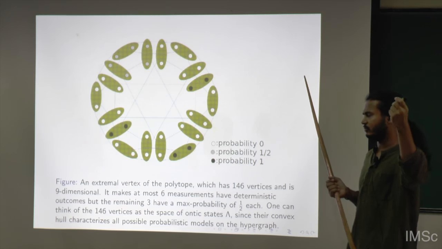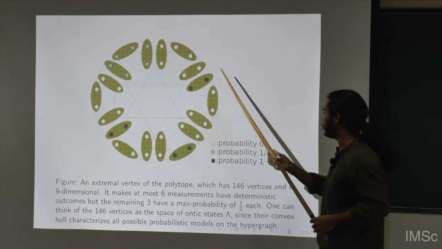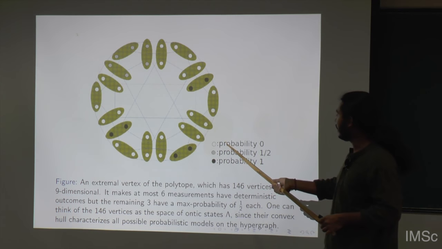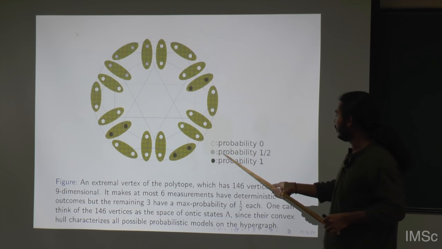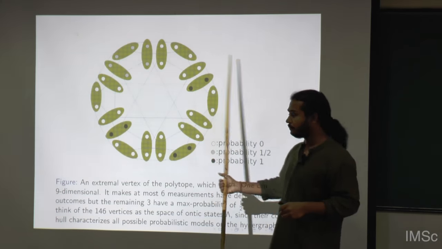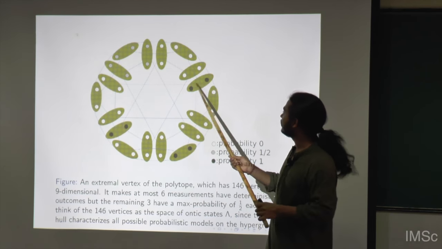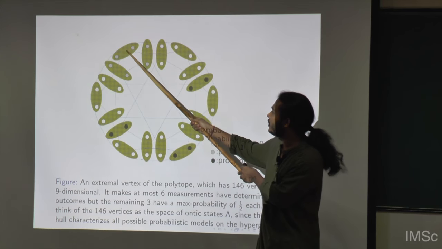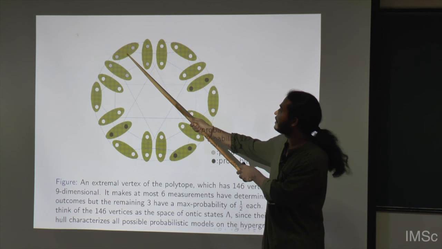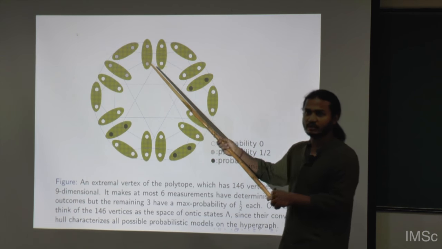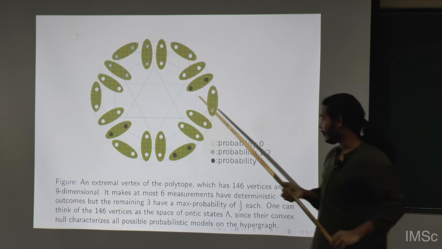Those 0, 1, any probability assigned to measurement outcomes. So here we're denoting probability 1 by a black node, 0 by a white node, and half by a gray node, okay? So here we see that this is not a deterministic assignment. It's deterministic for these guys, but it's indeterministic for these three guys, this one, and this one. For these three operational equivalence classes, it's indeterministic. So you're assigning probabilities half here.